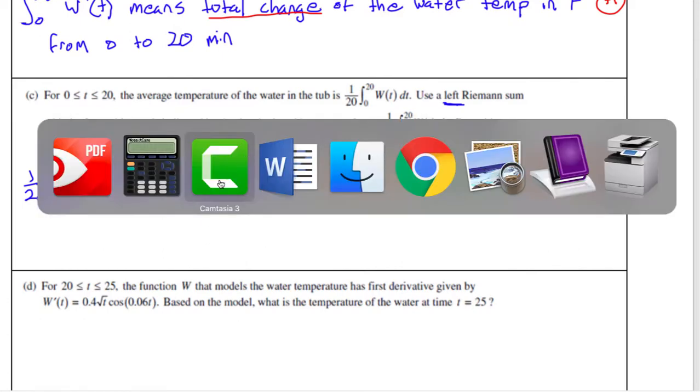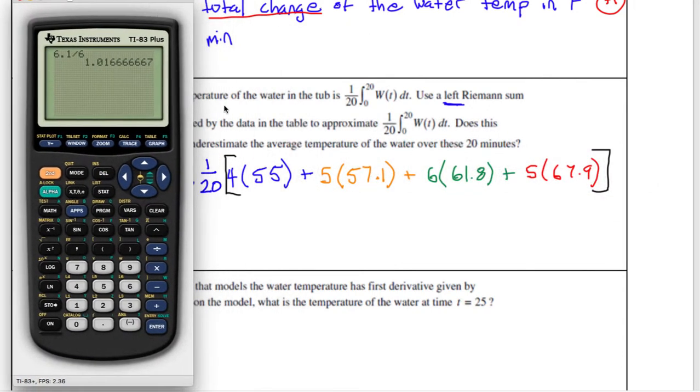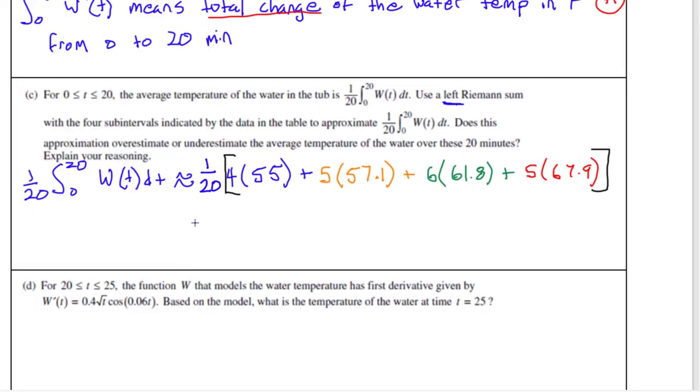And this is where you just do it all in your calculator because we are allowed to use a calculator on this one. So 4 times 55 plus 5 times 57.1 plus 6 times 61.8 plus 5 times 67.9. That all is 1,215.8, and then I need to divide that by 20. Divide by 20. And I get 60.79.